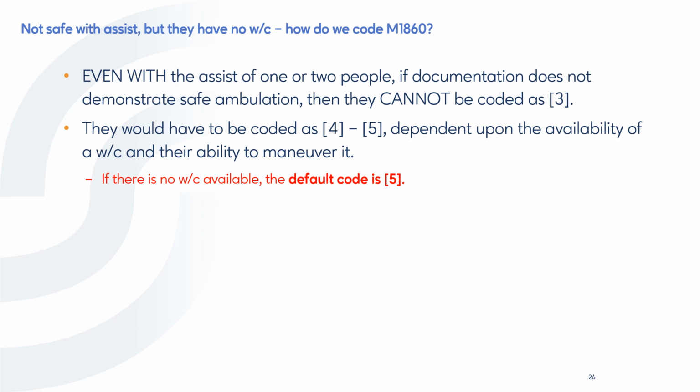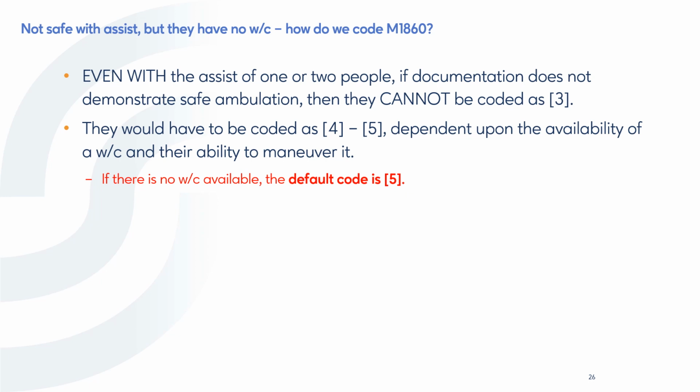Now, if you have someone that's not even safe with assistance, but there's no wheelchair in the home yet, how do we code M1860? Because we know there is no item that says, hey, they're up and they're ambulating, but I don't recommend it for them, but there's no wheelchair in the house. How do I code this person?